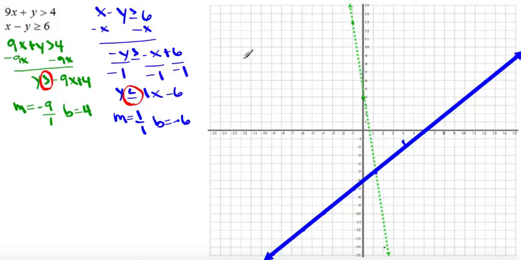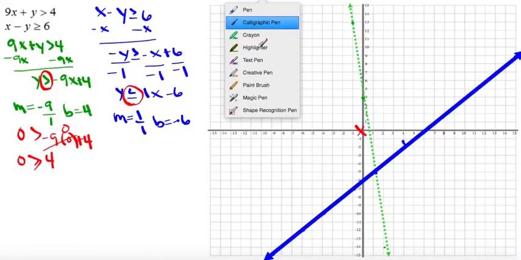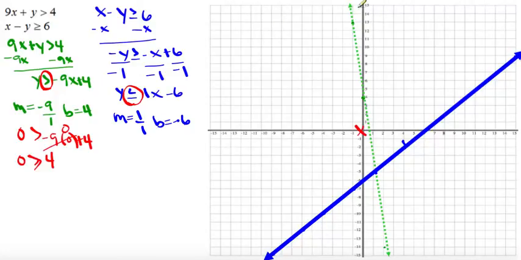Okay, to figure out which way I shade, I'm going to go back to the green, so I plug in the point 0, 0 as a test point. So is 0 greater than negative 9 times 0 plus 4? Negative 9 times 0 is 0, and 0 is greater than 4, that is false, so I have to shade everything to the right of the green line.